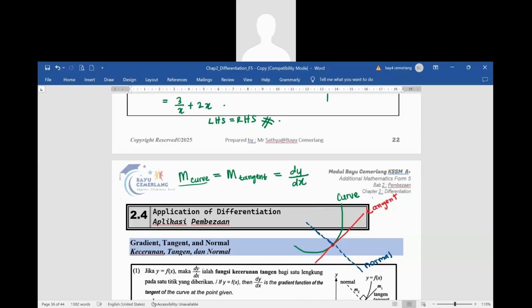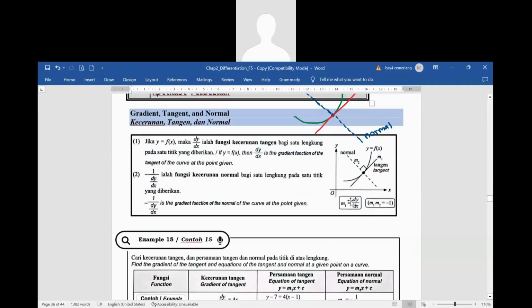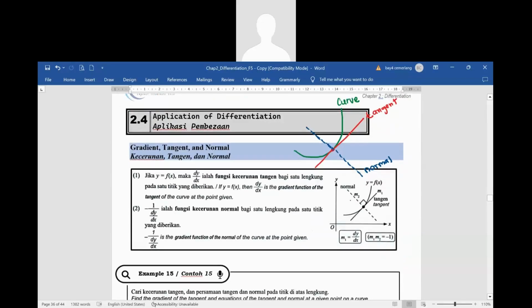Okay, so you all are already in your form 5, right? That's why you learn your chemistry, right? Let's talk a little bit about your chemistry.